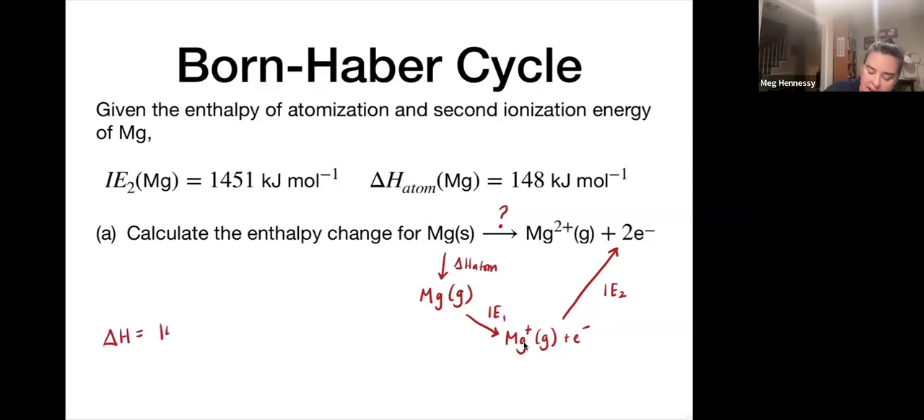The delta H of atomization of magnesium plus the delta H, that is the ionization energy of magnesium. It's going to take me a second to find that in the book. 738, plus the delta H, that is the second ionization energy of magnesium, 1451. So the delta H is just going to be the sum of these three values, 2337.